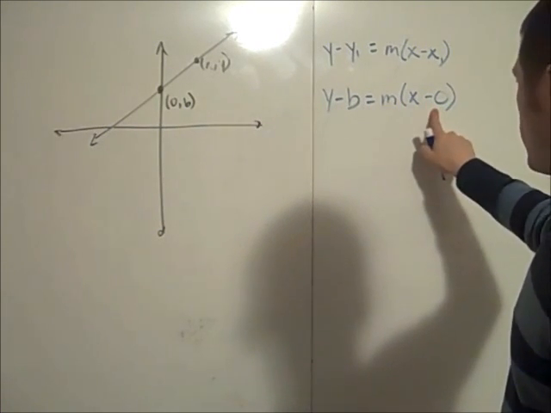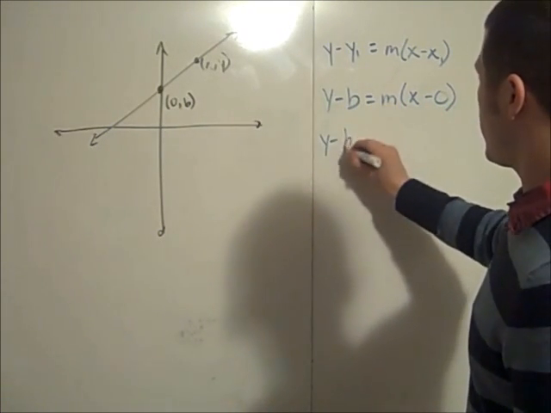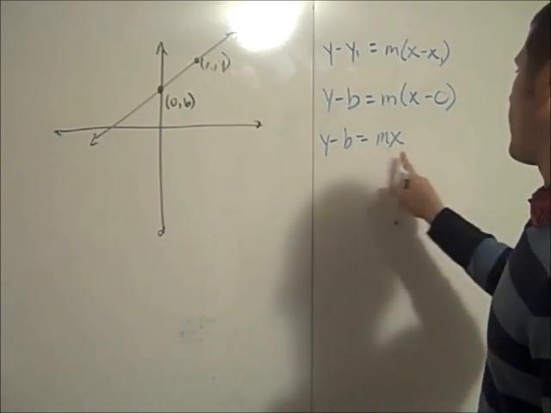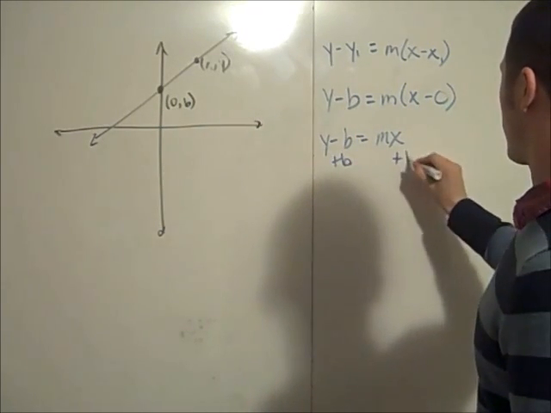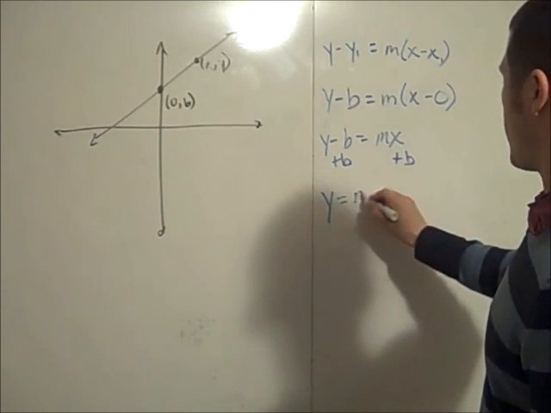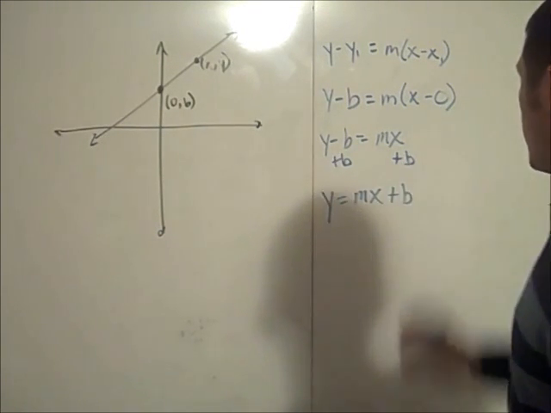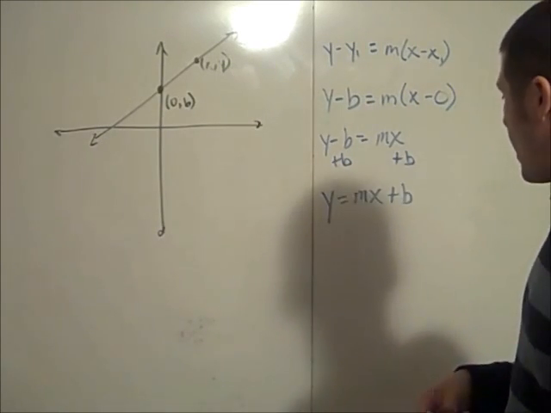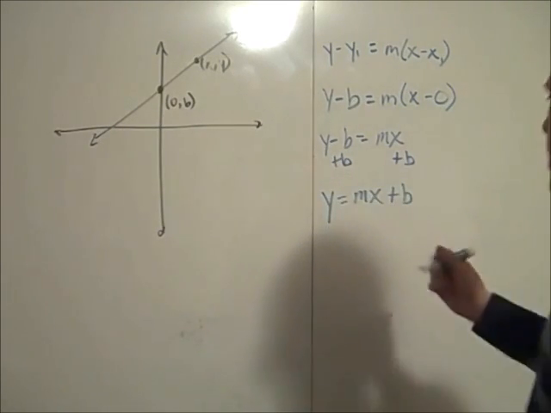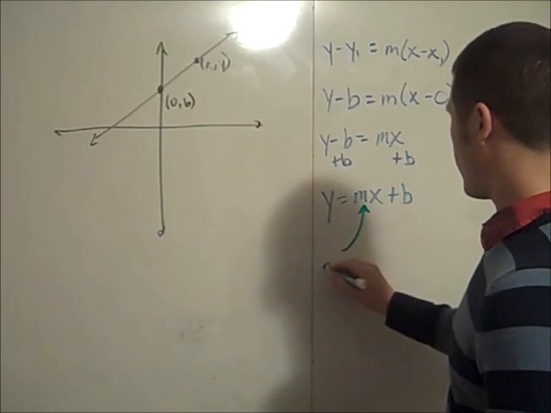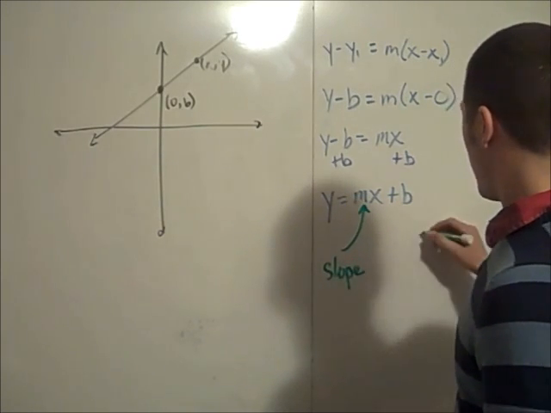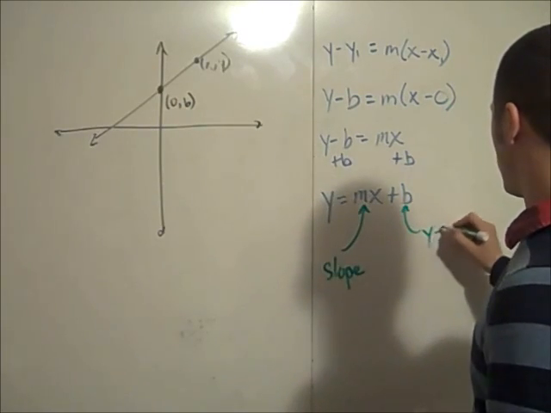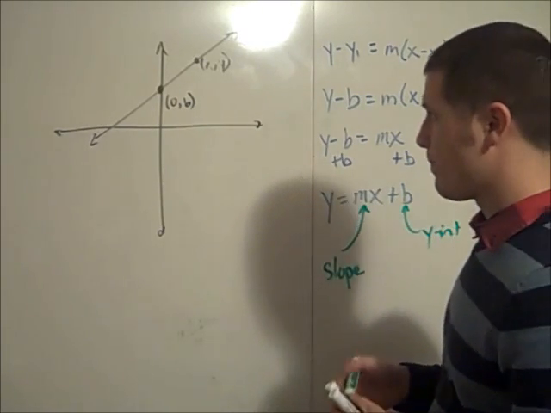Now, x minus 0 is just x, so I have y minus b is equal to m times x. And now all we have to do is add b to both sides, and I have y is equal to m times x plus b. This is the slope-intercept form of the line, and it's called the slope-intercept form because this value m is the slope of the line, and this value b is the y value of the y-intercept. So this gives you the y-intercept.